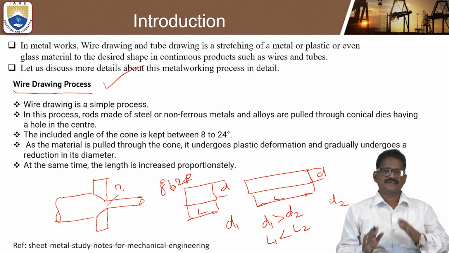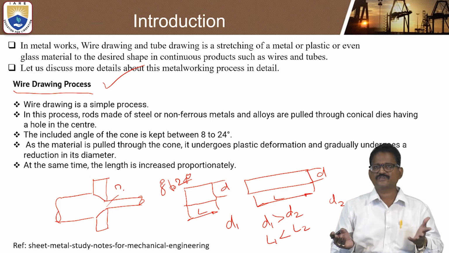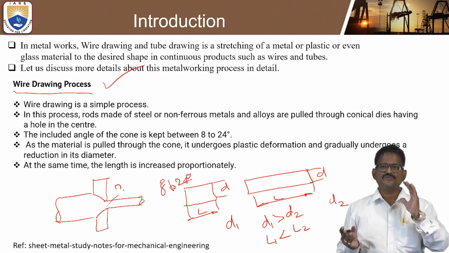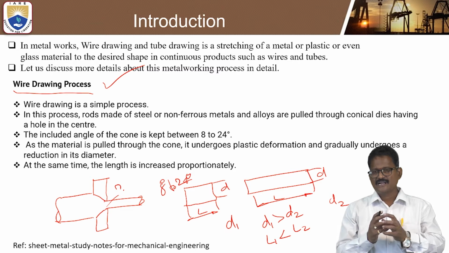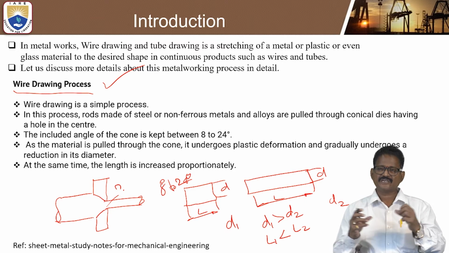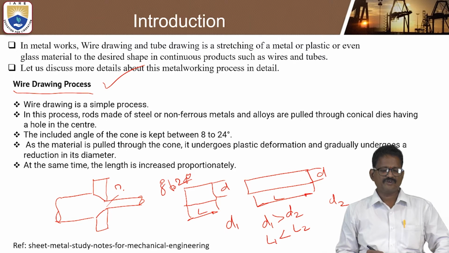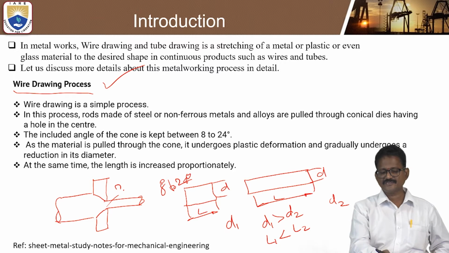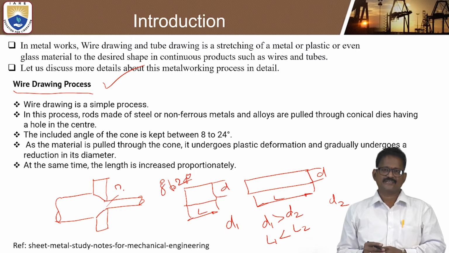That is why the wire drawing process comes under the cold working process. We need to understand clearly how the diameter can be reduced and the length increased with a simple process called wire drawing. At the same time the length is increased. That is what I explained here in these simple steps of the wire drawing process.